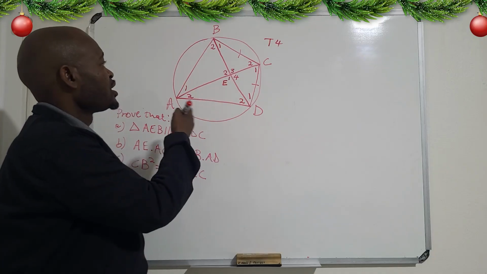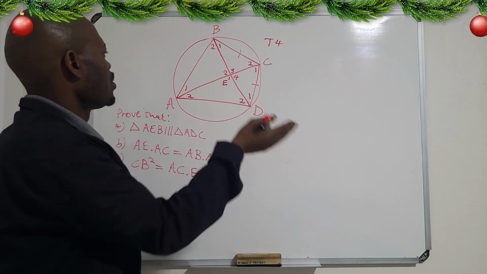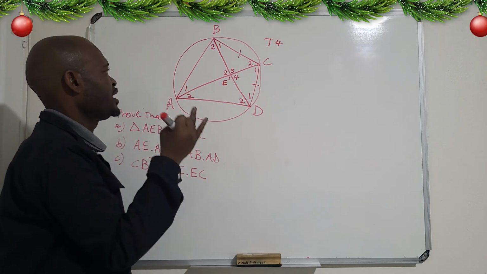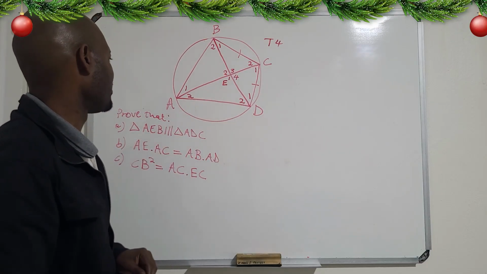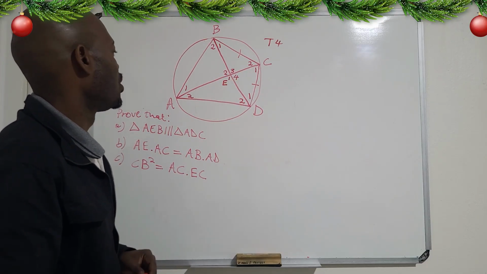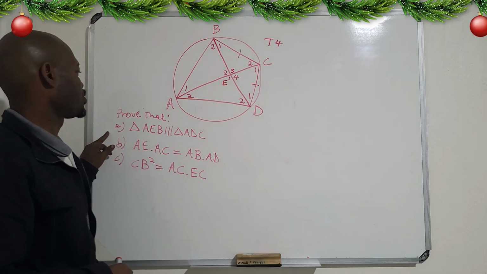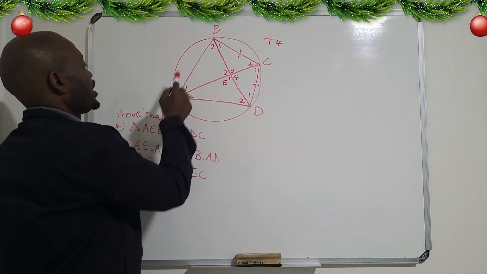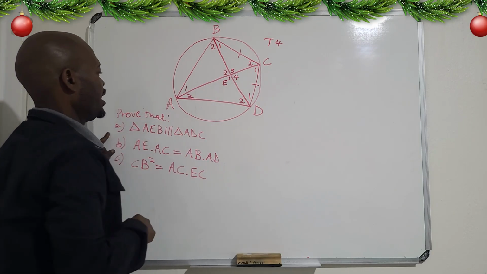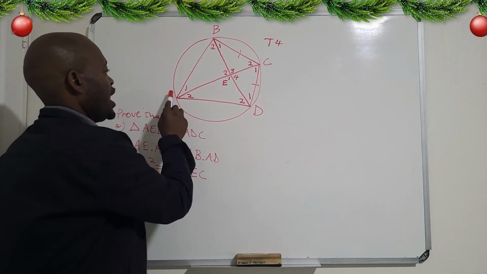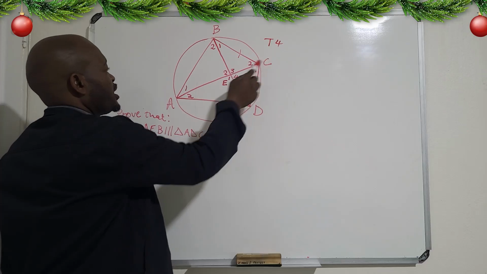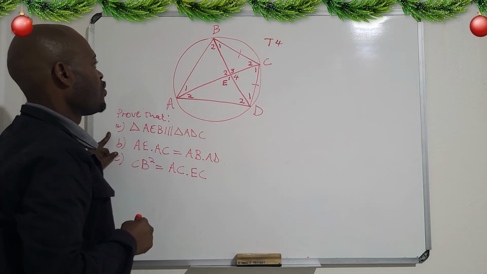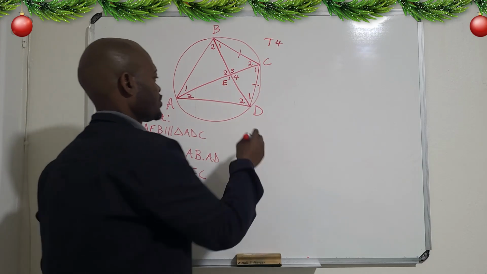There are no tangents, so theorem number 7, 8, 9 are out. So we only have theorem number 4 in this problem here. Now, let's prove that triangle AEB is similar to triangle ADC. So this triangle, we want to prove that it is similar to this triangle.